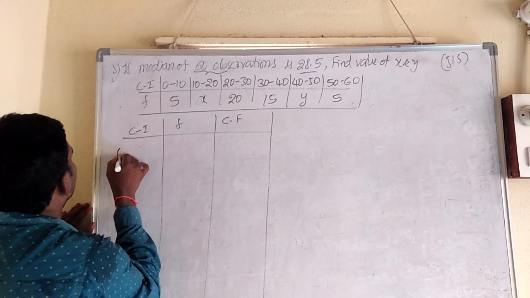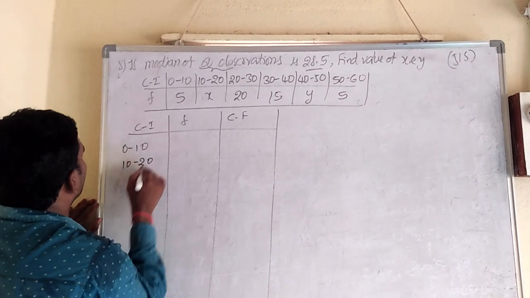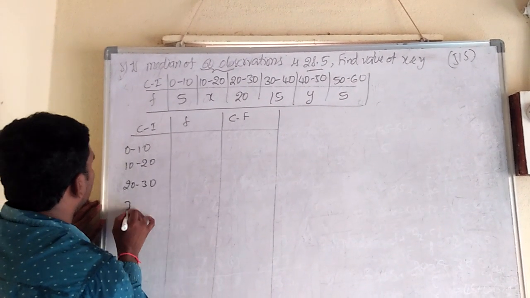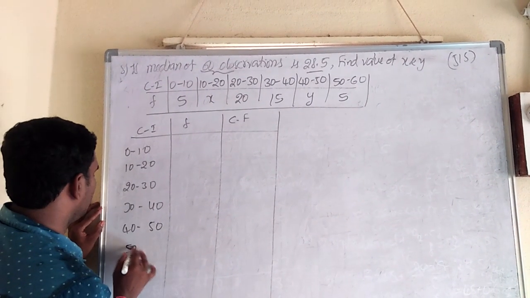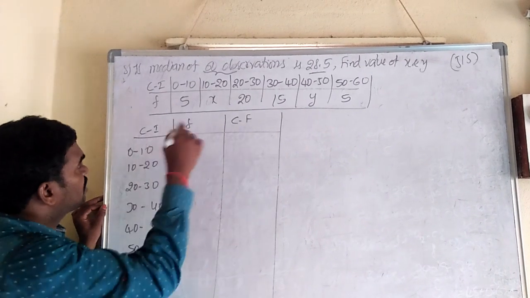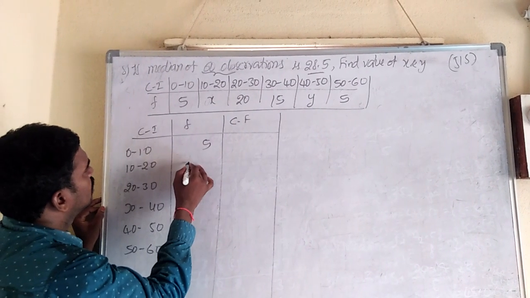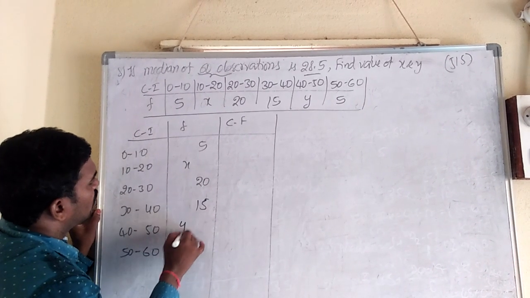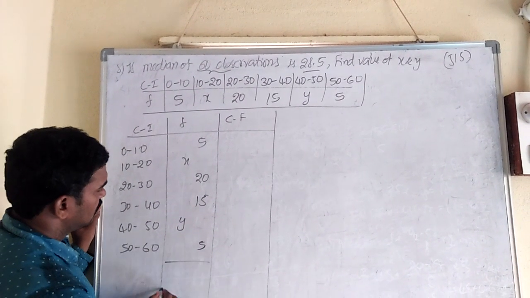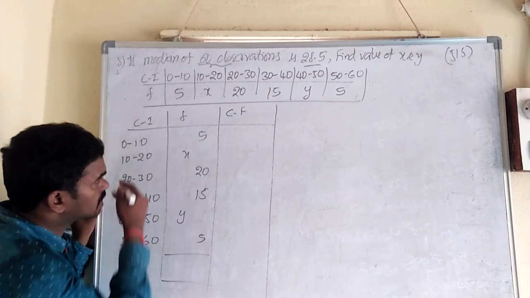What is the first class interval? 0 to 10, 10 to 20, 20 to 30, 30 to 40, next 40 to 50, 50 to 60. Next, frequency: 5, x, 20, 15, y, 5. These are the variables, that's why I am writing them aside.